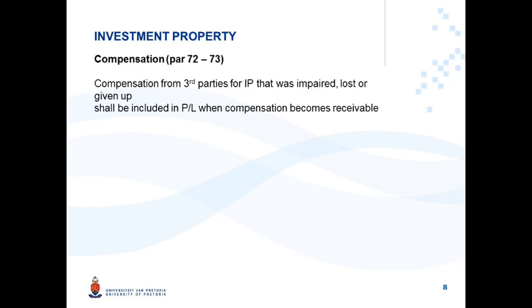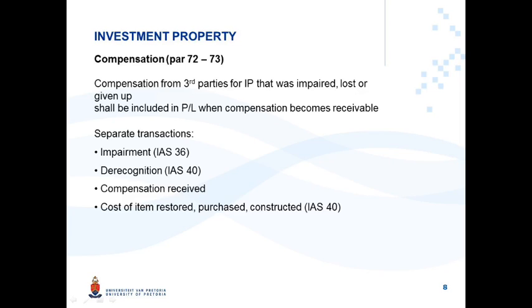Compensation from third parties for investment property that was impaired, lost, or given up shall be included in profit or loss when the compensation becomes receivable. The following are identified as separate transactions that have to be disclosed separately: the impairment of investment property under the cost model, the derecognition of investment property, compensation received from third parties, and cost of items restored, purchased, or constructed.